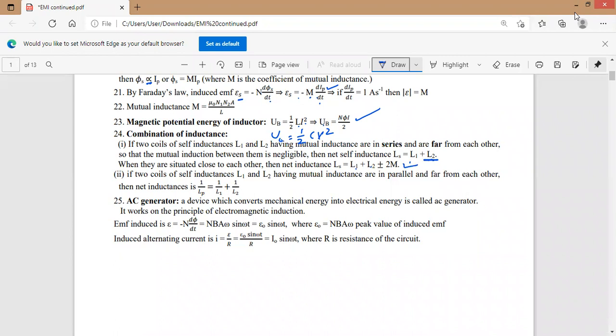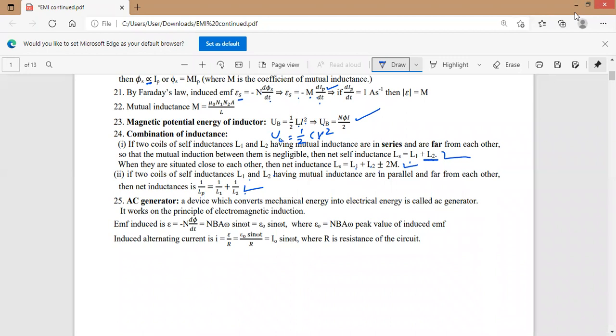If two coils of self-inductance L1 and L2 are in parallel and far from each other, then the net inductance is 1 by Lp equal to 1 by L1 plus 1 by L2. This is for the parallel combination, and the earlier one is for the series combination, when the two or more inductors are far apart. When they are nearer, it's plus or minus 2M.